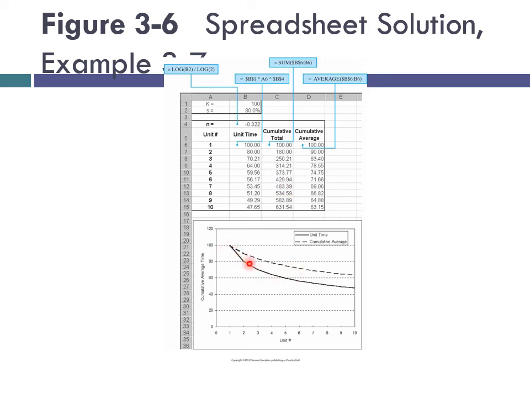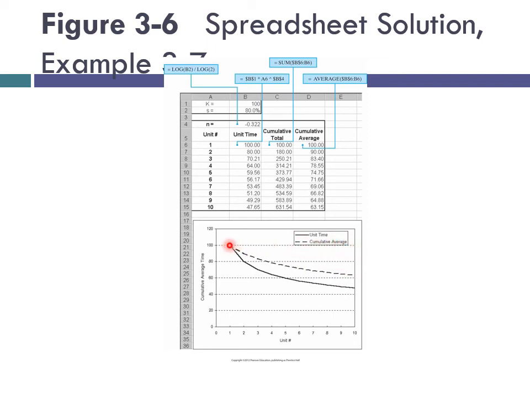As you can see, this solid line shows the unit time. And the unit time reduces in a nonlinear way. This is the classical learning curve. The shape of a learning curve is always something like this. This dashed line over here shows the cumulative average time.